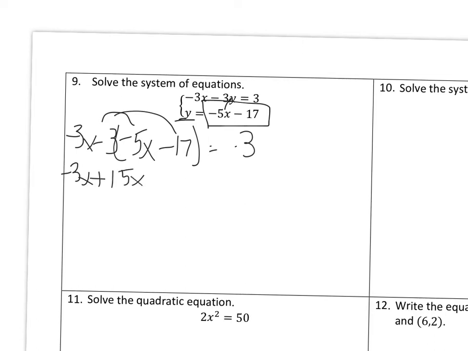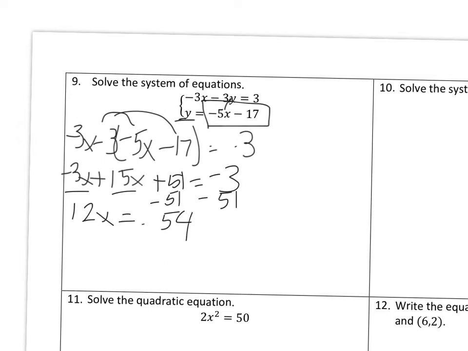Negative 3 times negative 17 is a positive 51 equals negative 3. Combine your like terms here. We get 12x. And then I'm going to subtract 51 from both sides, and I get a negative 54. Okay, divide both sides by 12. Sorry, that's my mistake up at the beginning. This is a positive 3. I thought that was a negative by accident. So then we get negative 48 divided by 12, and x equals negative 4.